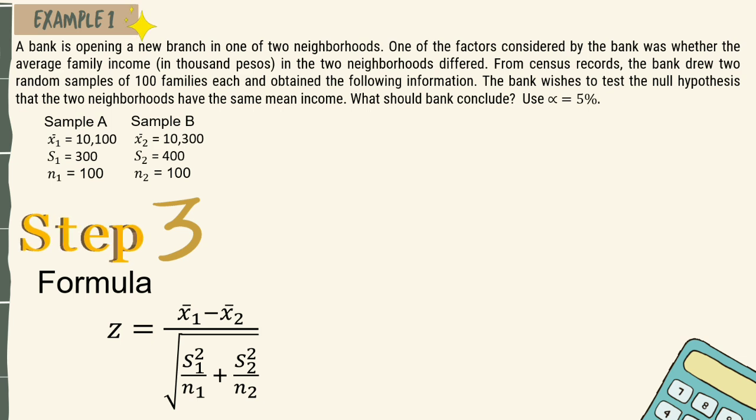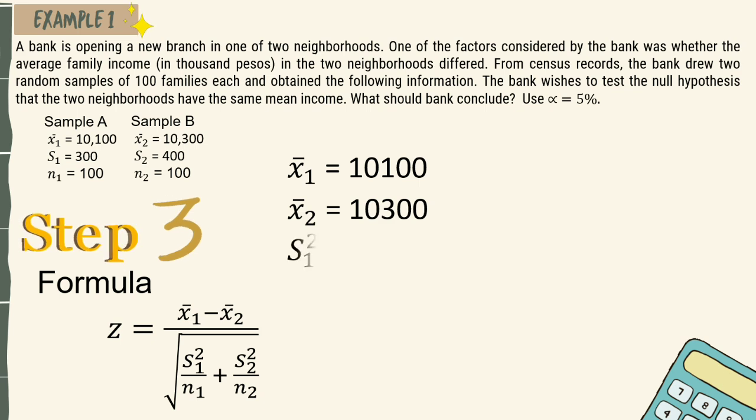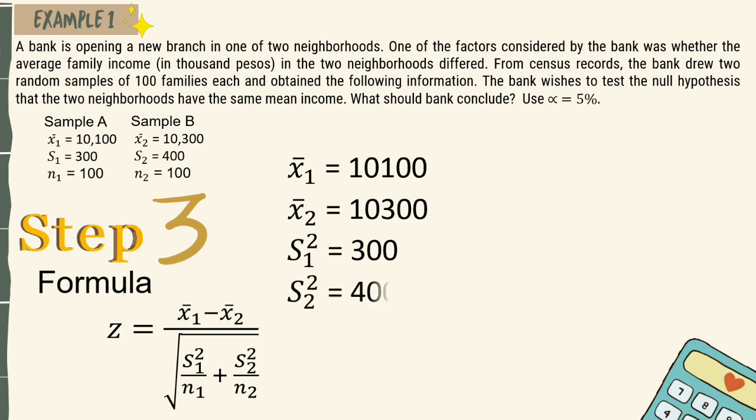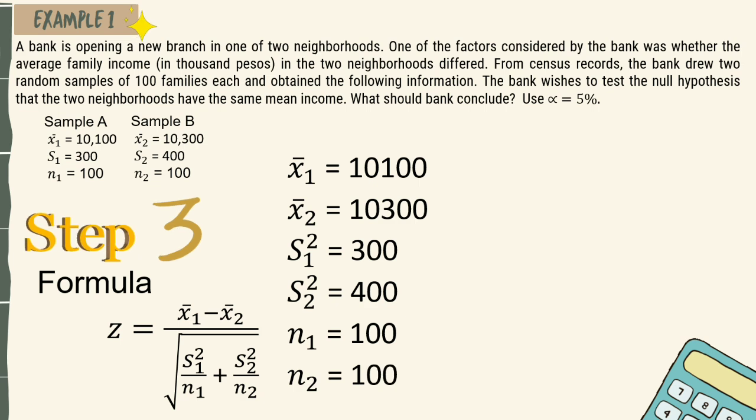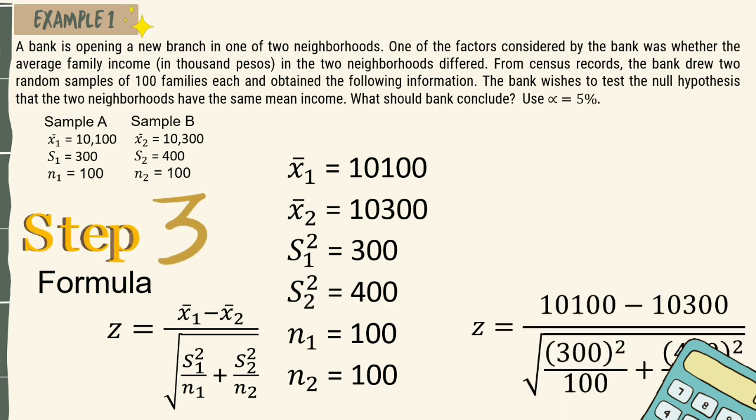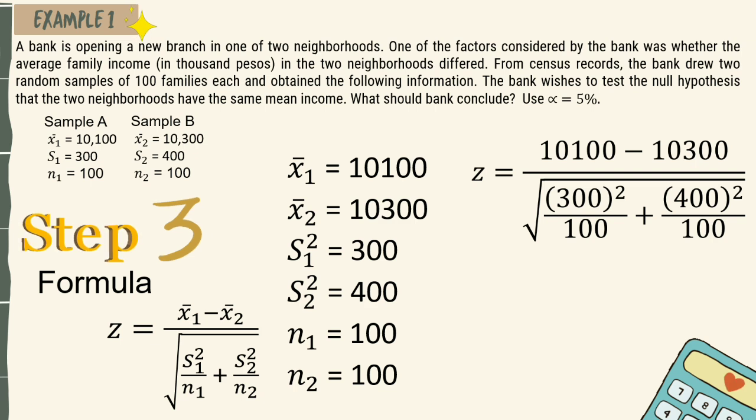Let us first identify the given values. We have sample A and sample B. The mean sub 1 of sample A is 10,100 and the mean sub 2 of sample B is 10,300. The s sub 1 squared, or the standard deviation of sample A, is 300 and the s sub 2 squared of sample B is 400. The n sub 1, or the sample size of sample A, is 100 and the n sub 2 of sample B is 100 also.